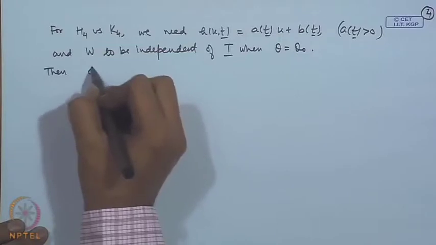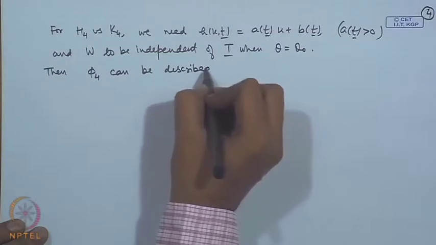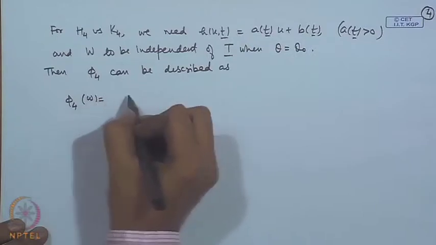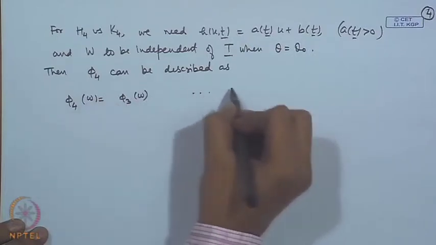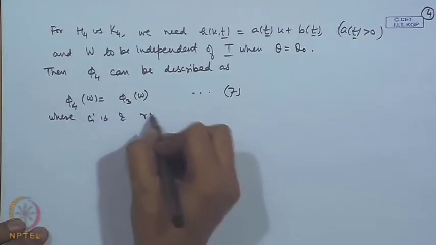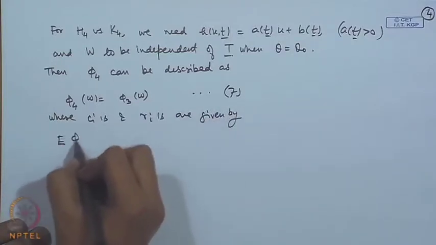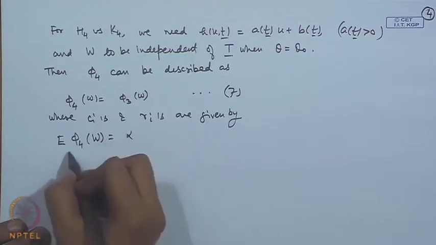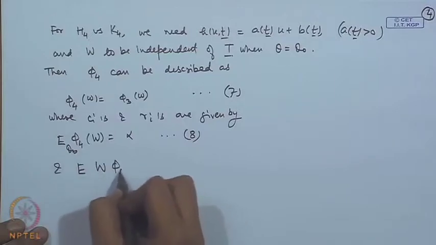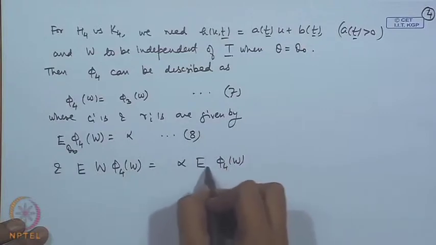Then this phi 4 can be described as phi 4 of W is equal to, say, phi 3 of W, where C i's and gamma i's are given by expectation of phi 4 of W is equal to alpha at theta naught and expectation of W phi 4 of W is equal to alpha times expectation of W at theta naught.